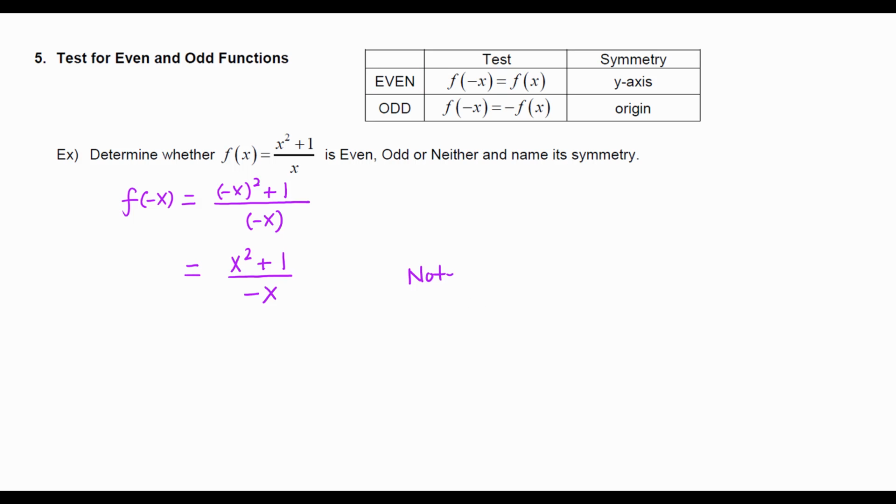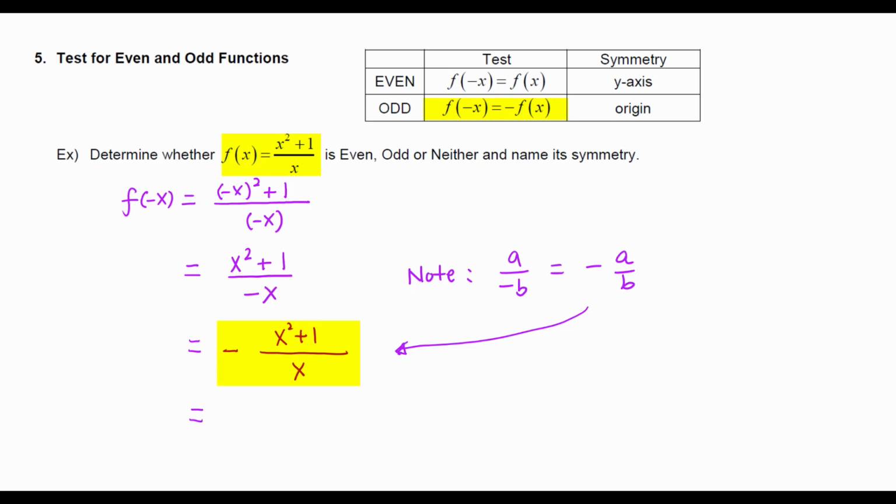Now note that a over negative b is equal to negative a over b, since positive divided by negative is negative. So this can be rewritten by pulling out the negative: negative x squared plus 1 over x. But then you notice that this is really negative f of x. And since f of negative x is equal to negative f of x, this f is an odd function. And because it is odd, it is symmetric with respect to the origin.